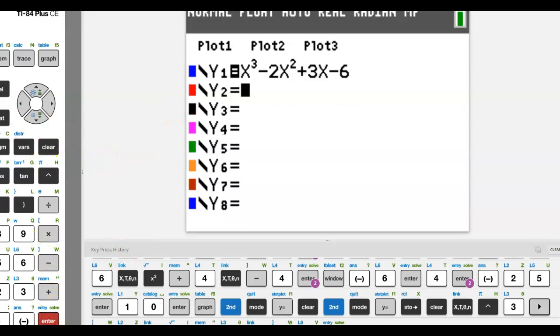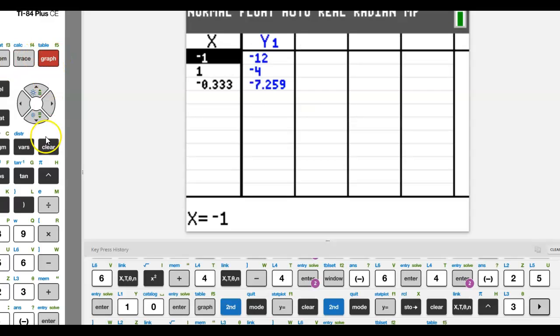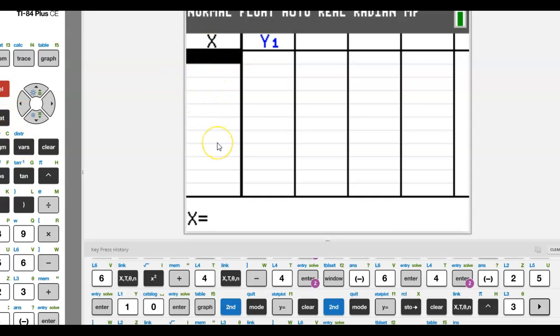Now we're going to go to our second window, which is our table set. Make sure this independent is on ask. If it's not on ask, you need to highlight it and hit enter. And then we're going to go to our table, which is under second graph here. And let me go ahead and delete these. And what we're doing is the rational root theorem says that if we put this value in there and it gives us a 0 for our y value, then we know that that's a root.